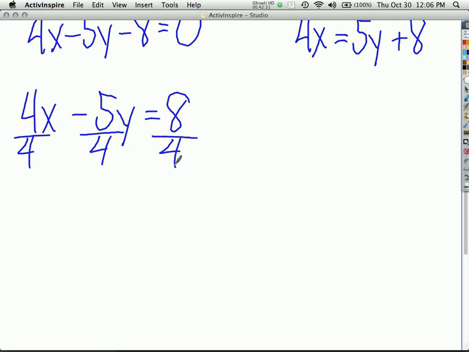Divide everything by 4. That's what you were taught. Let's see if that works. That cancels out, and we're left with x. Negative 5 divided by 4, well, can't really simplify that too much, so let's just put negative 5/4 y equals 8 divided by 4 is 2.